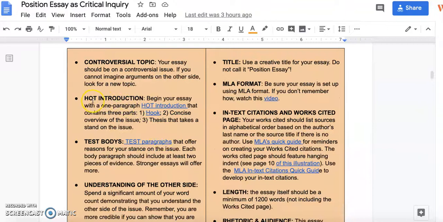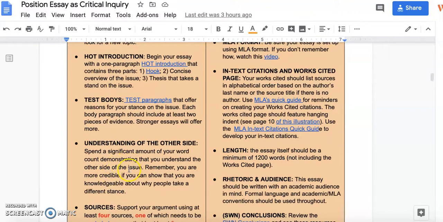We're going to do a hot introduction for this. I'll do a separate video on that to keep this video a little bit shorter. I'll do another video on body paragraphs. Make sure you are demonstrating that you understand the other side of the issue. So I've written here that a significant amount of your word count should demonstrate that you understand the other side.